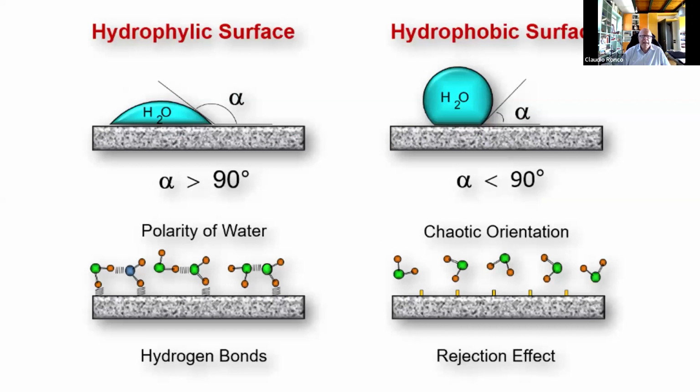Another aspect is the hydrophilic-hydrophobic surface. Here you see two examples of the interaction of a drop of water with a hydrophilic and a hydrophobic structure of the membrane, where the polarity of water may link with hydrogen bonds to the hydrophilic surface, while the chaotic orientation of water molecules has a kind of rejection effect at the surface of the hydrophobic membrane.